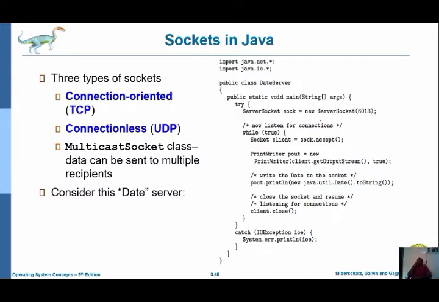Whenever we want to send data from client to server or server to client, we use either TCP or UDP. In the same way, if we want to send data to multiple nodes, or receive data from multiple nodes or multiple devices, in that situation we use multicast sockets. So these are the three types.